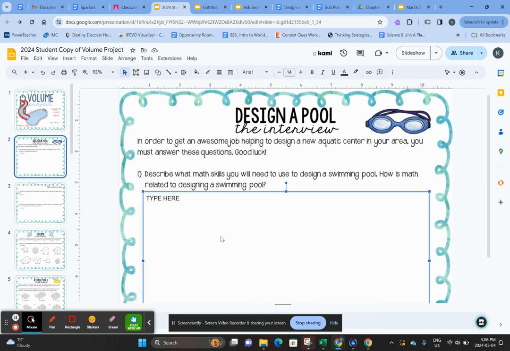You can type here. So in order to get an awesome job helping to design a new aquatic center, you must answer these questions. Describe what math skills you will need to use to design a swimming pool. How is math related to designing a swimming pool? Well, I just talked about calculating the volume of water that's required, calculating surface area for walls, for tile, etc. You fill in your own answer.